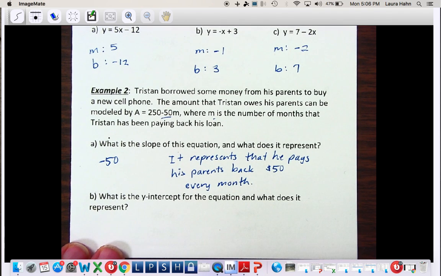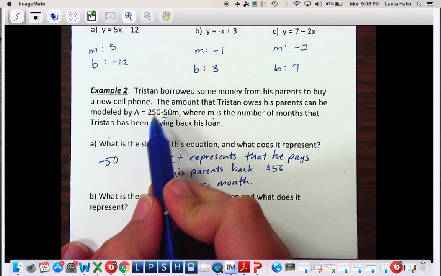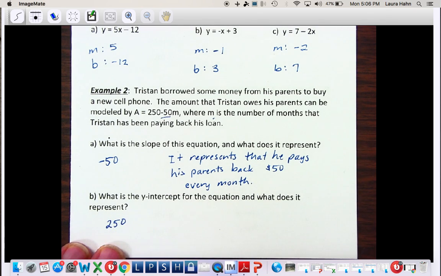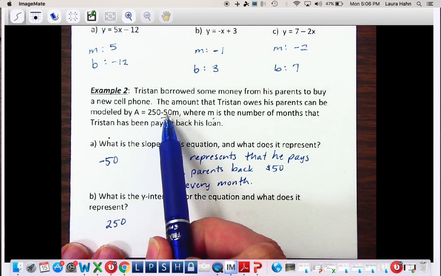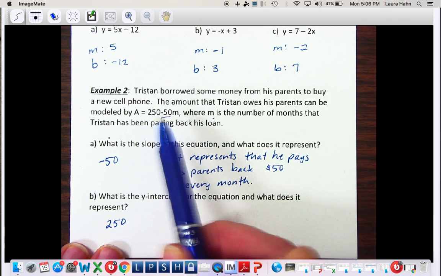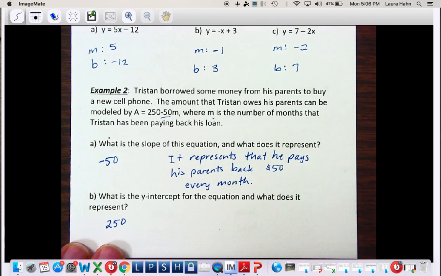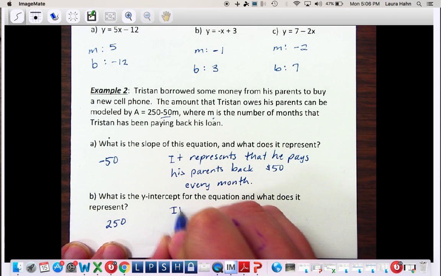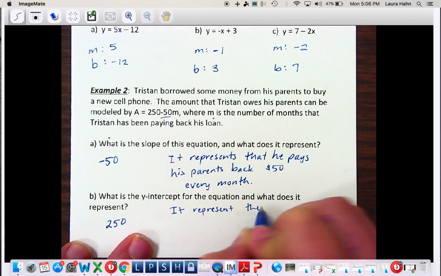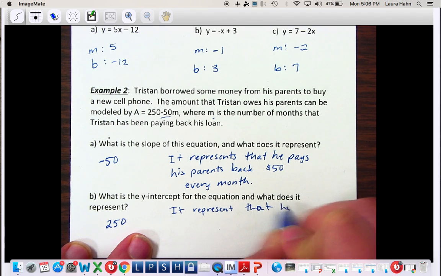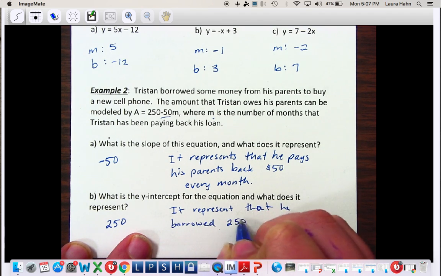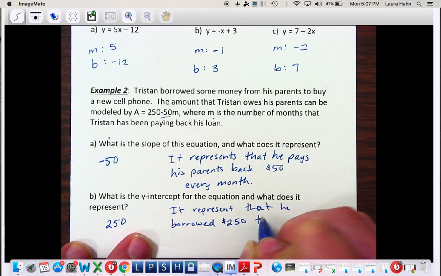What is the y-intercept? Remember, the y-intercept is the number that's by itself, which is this 250. So notice we're starting at 250 and we're taking away 50 every month. So this 250 is going to represent how much he borrowed from his parents to begin with. It represents that he borrowed $250 to begin with.